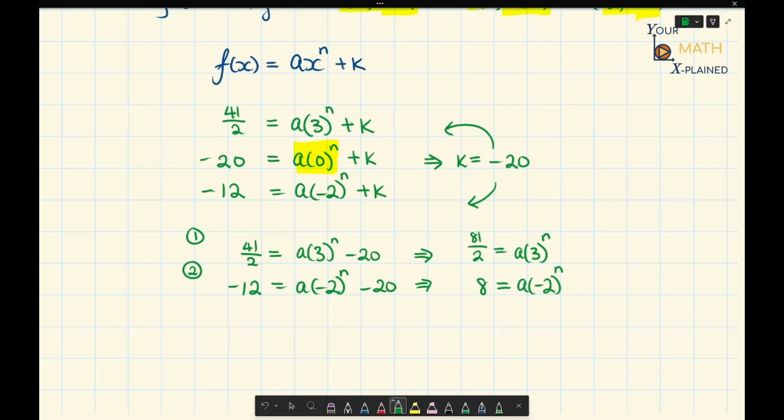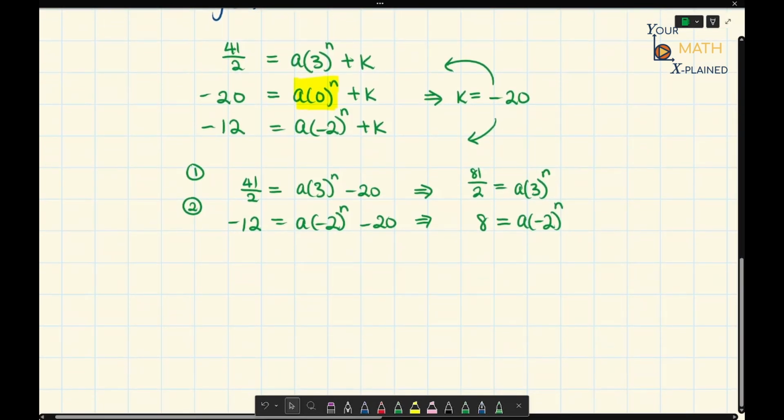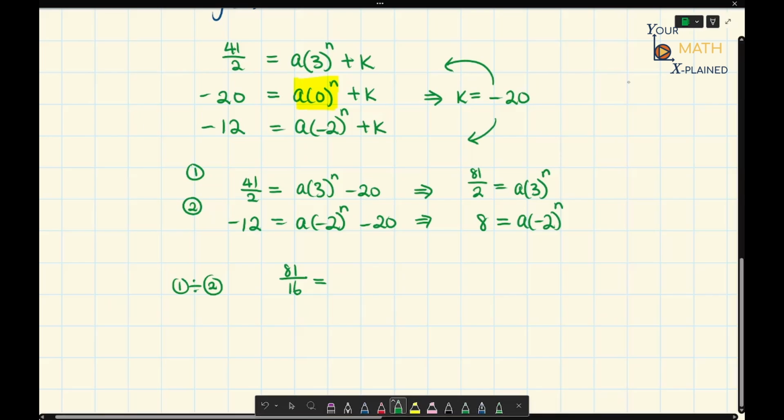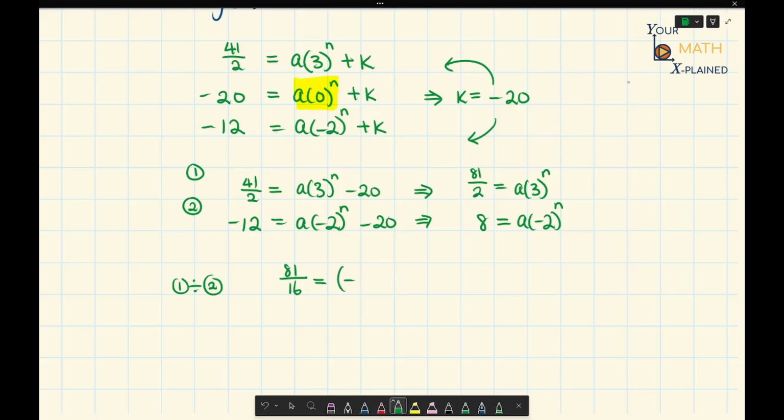So we'll take the left-hand side. We're going to take 81 over 2, and then divide it by 8. So we're doing 1 divided by 2. So the left-hand side becomes 81 over 16. And then the right-hand side, a divided by a, that's going to go away, and we're left with -3 over 2 to the power of n. So looking at this, we can solve this by inspection. So we get n is equal to 4.